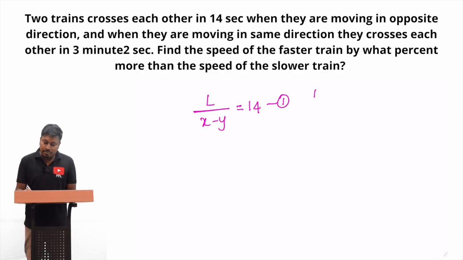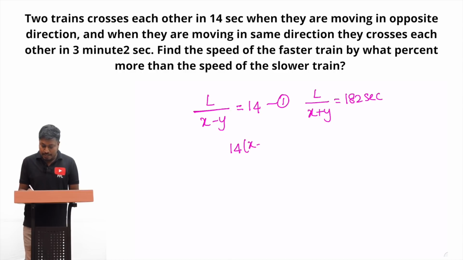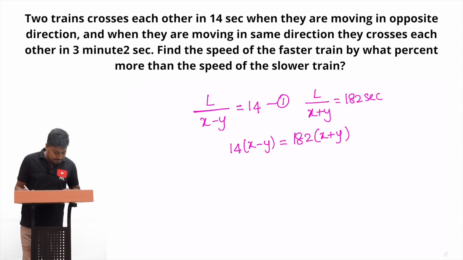The second case, again the total train length divided by X plus Y, because the trains are crossing in the opposite direction. How many minutes are they taking? 3 minutes and 2 seconds. So 3 minutes will be 180 seconds, plus 2 seconds, 180 plus 2 will be 182 seconds. Got it? So we can equate the values. The resultant will be 14 into X minus Y is equal to 182 into X plus Y. So I think we can cancel this value. This will be 13 times.